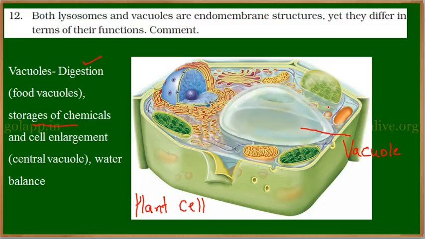That is, water enters into the vacuole and is stored inside it. This gives a condition called turgid cell, in which the cell is swollen. So another function of vacuoles is cell enlargement, and they help in maintaining the water balance. This is how lysosome and vacuoles differ in their function.